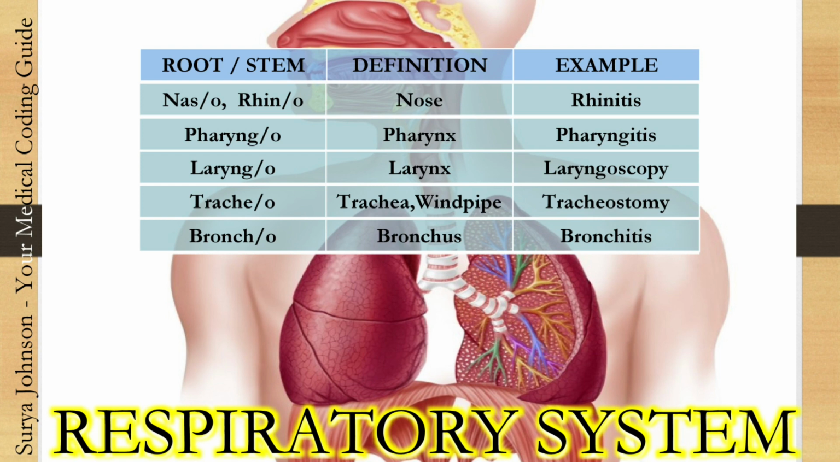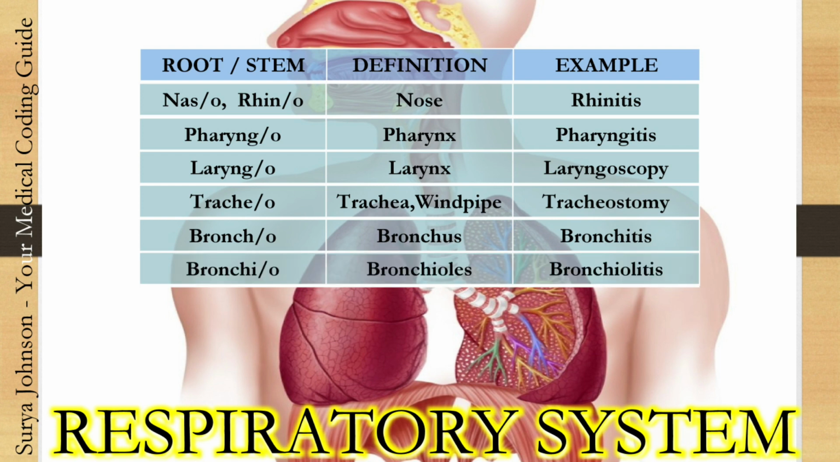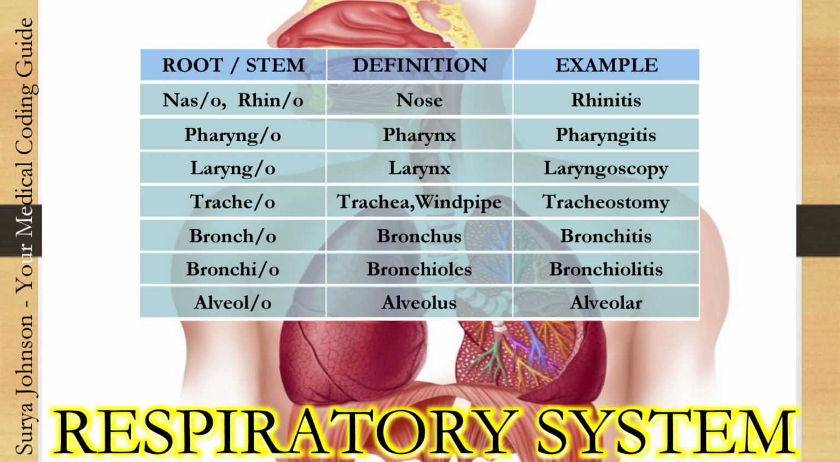The next one is bronchio. Bronchio means bronchioles. You should keenly find the differences like a broncho and bronchio, just an I added to it and it is a different part. Example, bronchiolitis, inflammation of the bronchioles. Alveolo, it means alveolus, that is the alveolar sac. Example, alveolar, AR means pertaining to, so pertaining to alveolus.